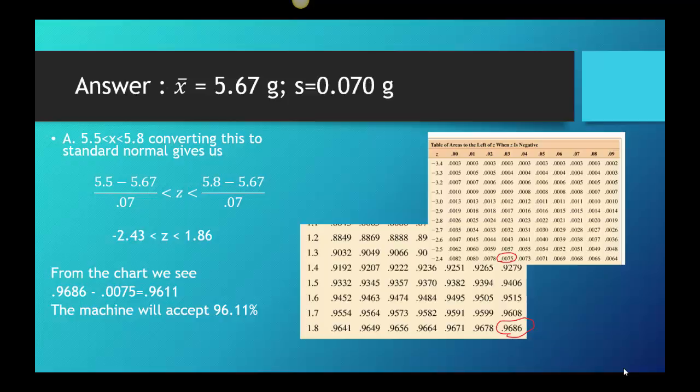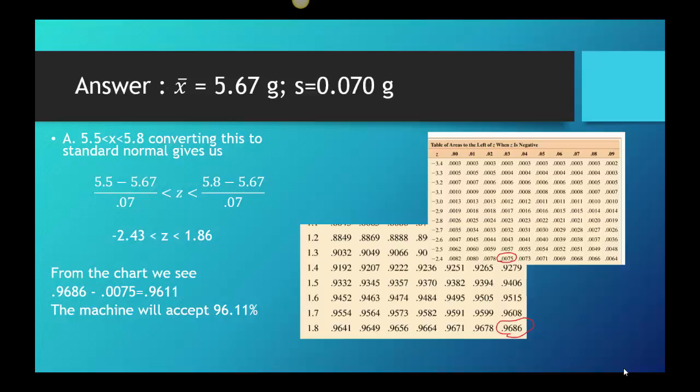Once again, I have 2 data points, so I will look up both of them on the charts. And you can see again, I circled them. So I have 0.9686, and then I have 0.0075. When I subtract them, it gives me 0.9611, which says 96.11% of the time the machine will accept the quarters. Flip side of that is easy.